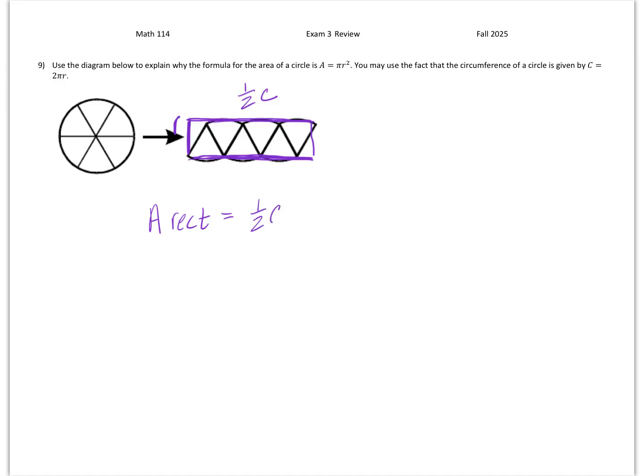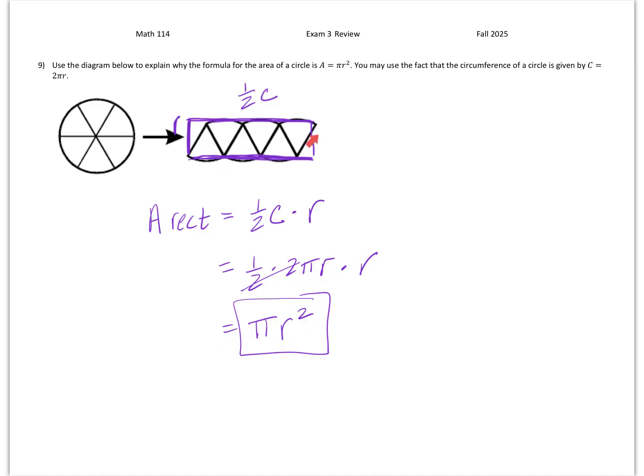One half the circumference is the base, the height is the radius, and then circumference is 2 pi r. So this is one half times 2 pi r times r. One half times 2 is 1, and this becomes pi r squared. And that's how we get the area of a circle.